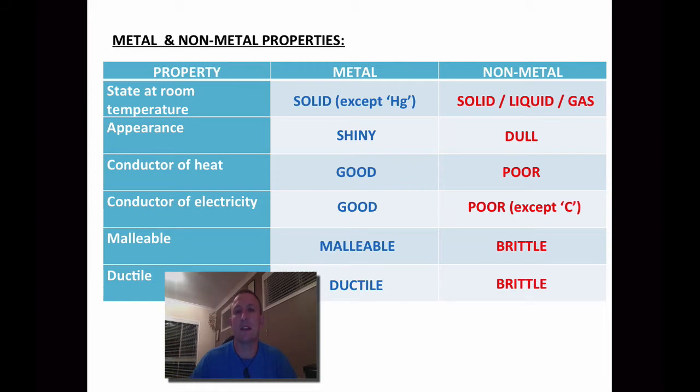And finally, we can state that metals are ductile. Ductile means that they can be pulled into long strands, and that's really useful when we want to use them for things like wires or cables. Non-metals, though, again are brittle. Any tension on a non-metal and it will snap. These are the various properties of metals and non-metals.